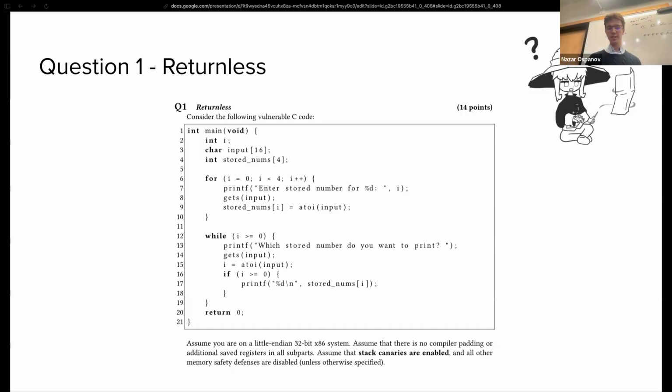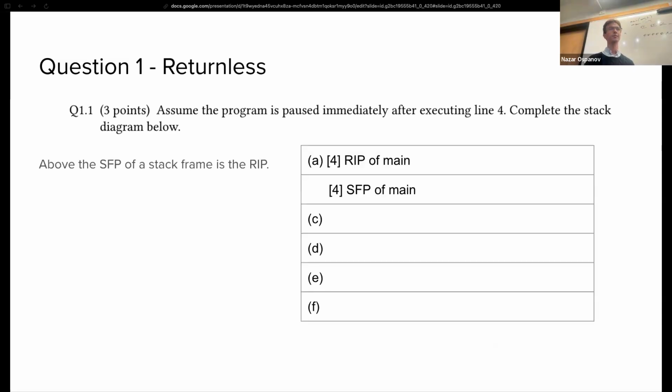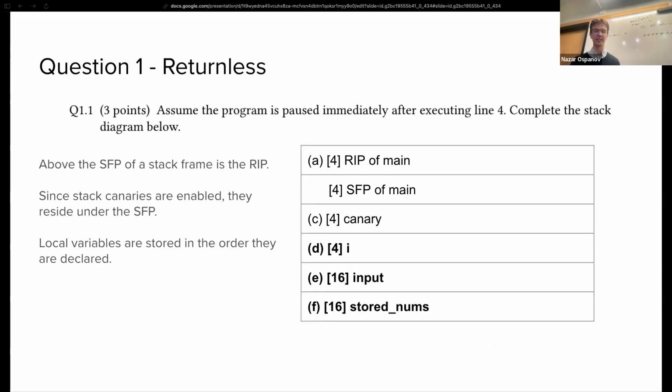All right, let's jump in. So it should be pretty straightforward, but does anybody want to tell me what stack diagram they got? Yeah, main, RIP of main, yes, then SFP, then stack canary, correct. I input, stored nums. Yes, perfect.